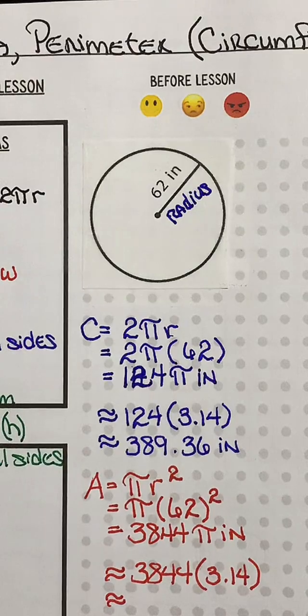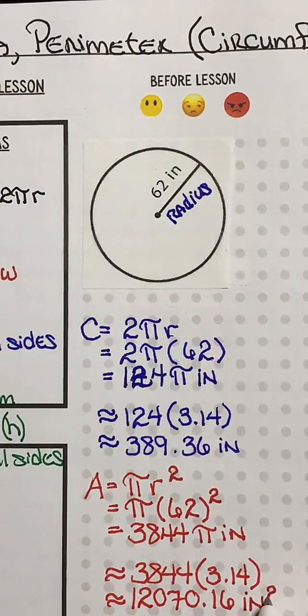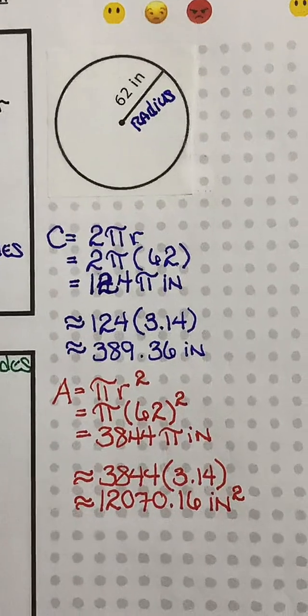Oh, okay, you got the 0.16 at the end. I was like, wait, what? How did you get 0.16? Okay. So this is going to be the approximate, and this is in squared inches, because I'm doing the area.